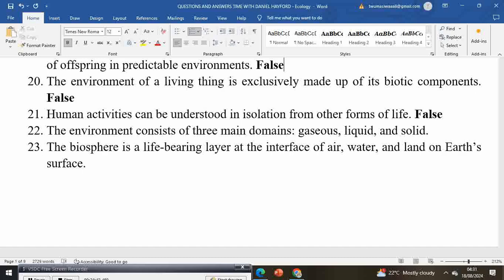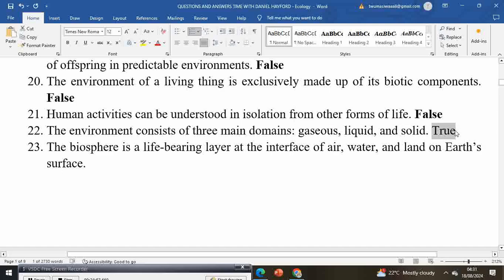Question number 22. The environment consists of 3 main domains: gaseous, liquid, and solid. This statement, number 22, is true. I think I have already indicated that one. There was a question that relates to this one.